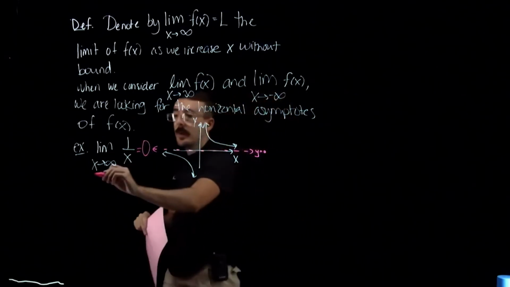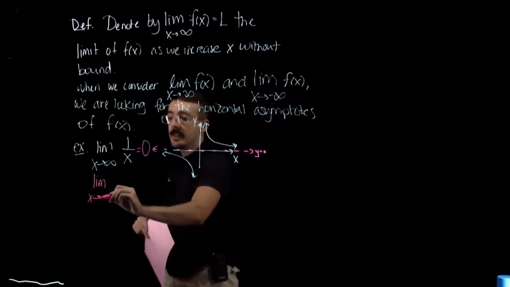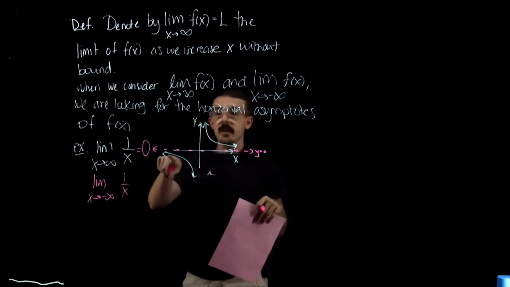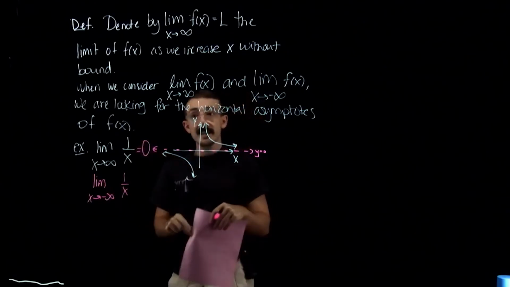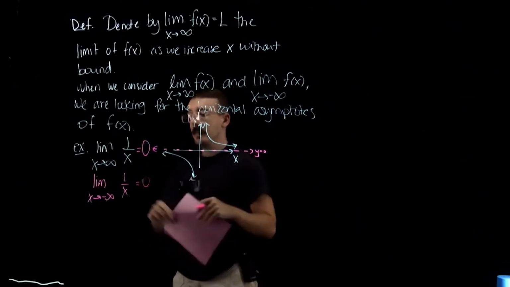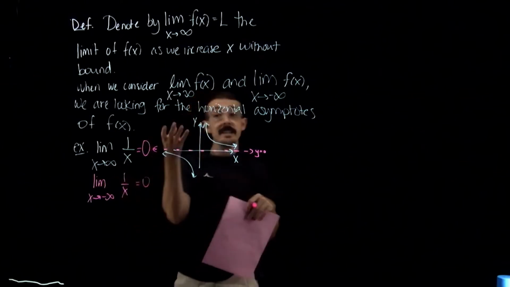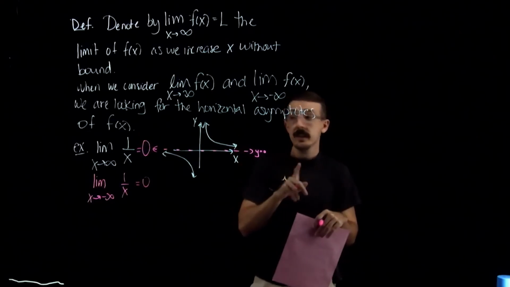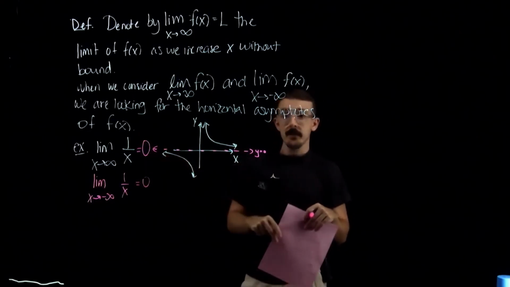Notice if you went the other way, the limit as x goes to negative infinity of 1 over x, you would just be walking this way forever, but it's the exact same limit. So this is also 0. It doesn't matter that it's negative or positive infinity. Take a look at the graph. This also goes to 0. So there's one horizontal asymptote, and it's at y equals 0.